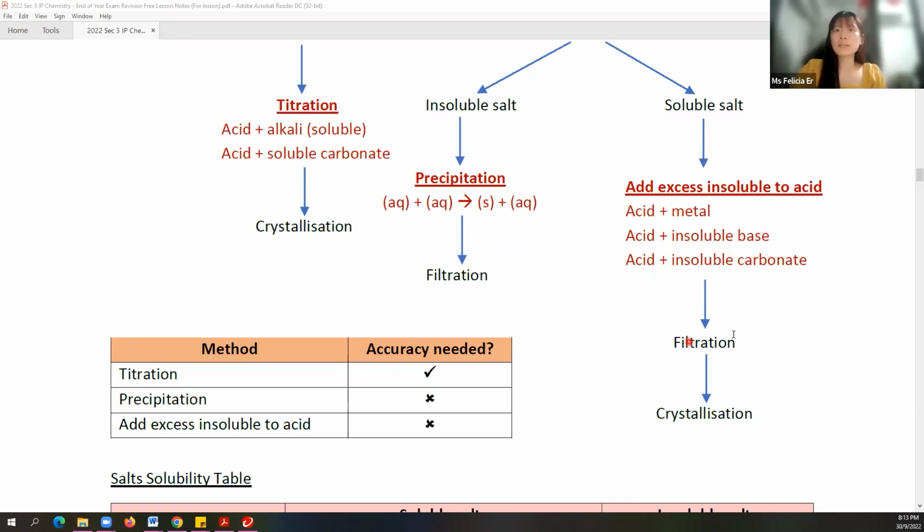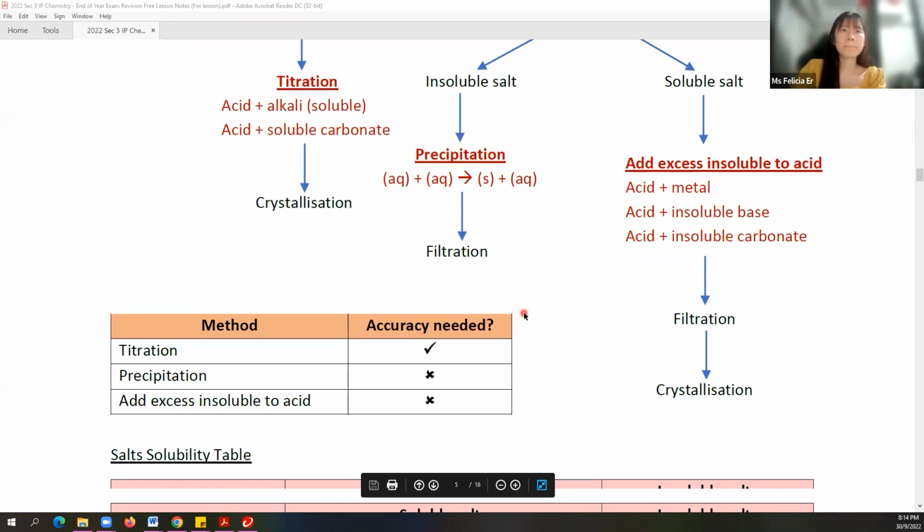Oh yeah, by the way, forgot to mention, you need filtration to remove the excess insoluble stuff. Then your soluble salt, you do crystallization. For this method, also don't need accuracy because you already say excess, that means you never measure the exact amount for reaction. You're already adding in excess. So excess, that's why it's not accurate.